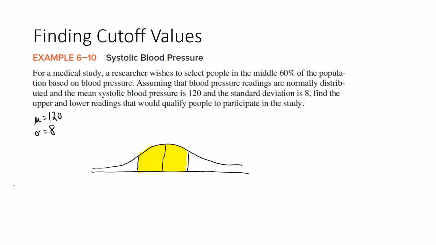If I want the middle 60%, that means there's going to be 30% on each side of this line. There'll be 30% here, and 30% over here. Looking at the left-hand side, we know that half of it, 0.5, is going to be on the left side. So the question becomes, what is left over here? 0.2000 is left over here.